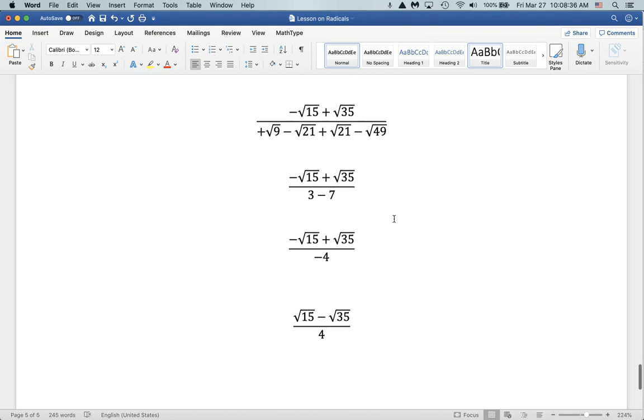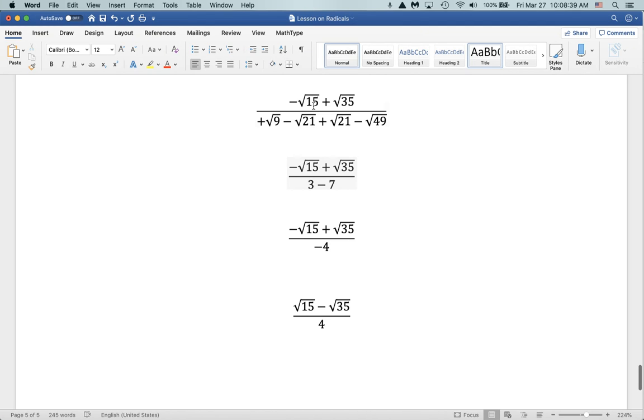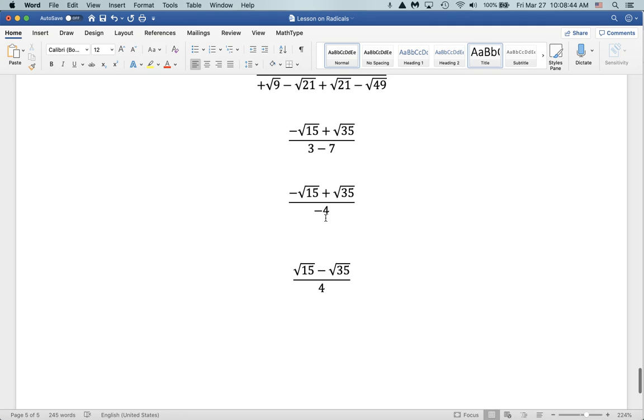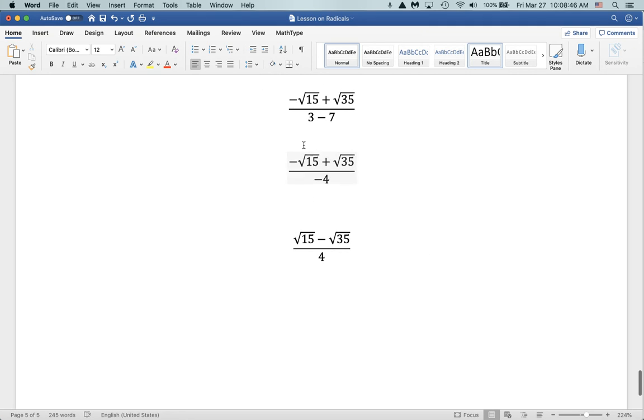The top doesn't reduce, so I'll just leave it as a negative square root of 15 plus the square root of 35. 3 minus 7 is negative 4. Now, one thing, this answer here is correct, but a lot of times math teachers will want you to reduce. In other words, I have a couple negatives. What I've done here is I've brought the negative up, or I've multiplied top and bottom by a negative 1 to cancel the negative on bottom, which changes the sign on the top. So the negative square root of 15 became positive. The positive square root of 35 became negative, and that's just because I brought this negative up and distributed it to both of those terms.